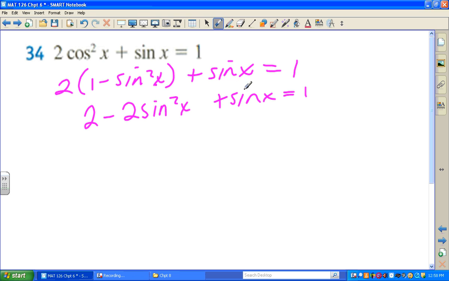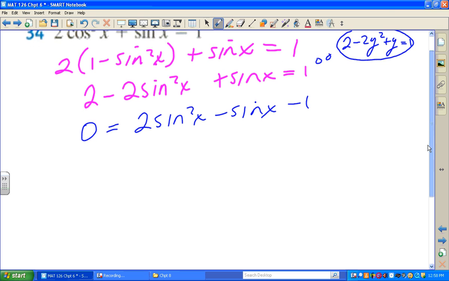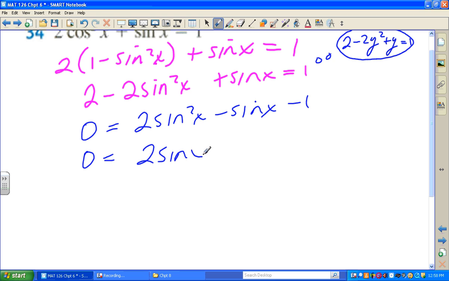Everybody in the room knows, but you have to think about it as if it were written this way: 2 minus 2y squared plus y equals 1. Yes, you have to factor it. So I'll get it all set up: 2 sine squared of x minus sine of x minus 1 equals 0. Now that you have this, you can attempt to factor it.